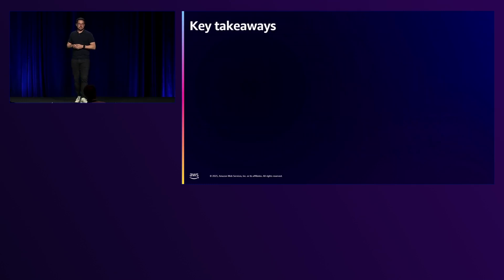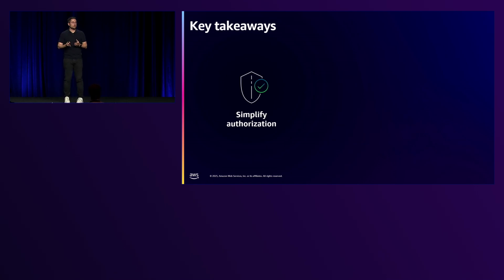So let me end the session with three key takeaways. First, authorization is challenging. It might lead to complex, inconsistent, and difficult-to-manage code if you went with the traditional way. If you move to a more centralized and externalized model with Verified Permissions, this provides more consistent enforcement that is easier to audit, and you can have your developers focus on application code.